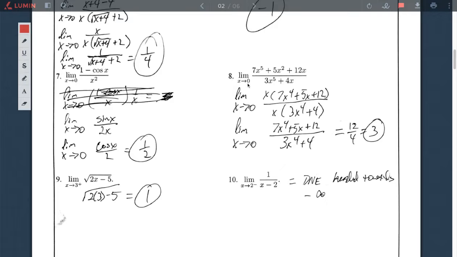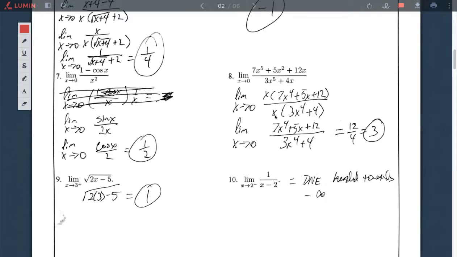Number 8, plug in 0. I get 0 on the top. I get 0 on the bottom. Again, if I wanted to, I could use L'Hopital's. But since I'm x to the 5th and I'm x to the 5th on the top, it would take a lot of derivatives to get to my answer. So in this case, you're better off factoring and canceling.